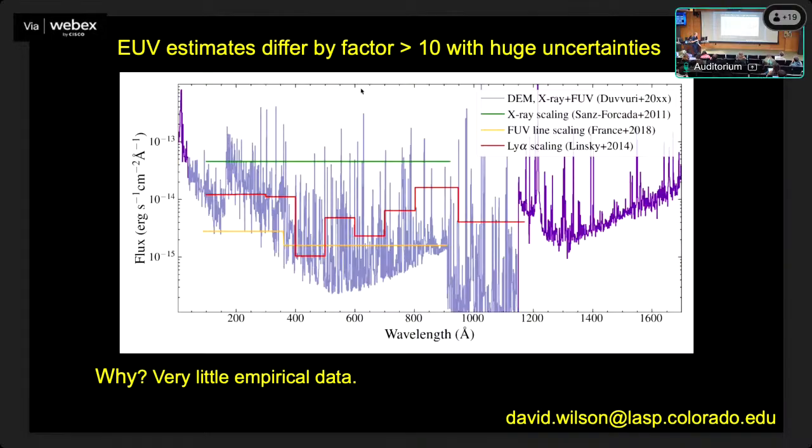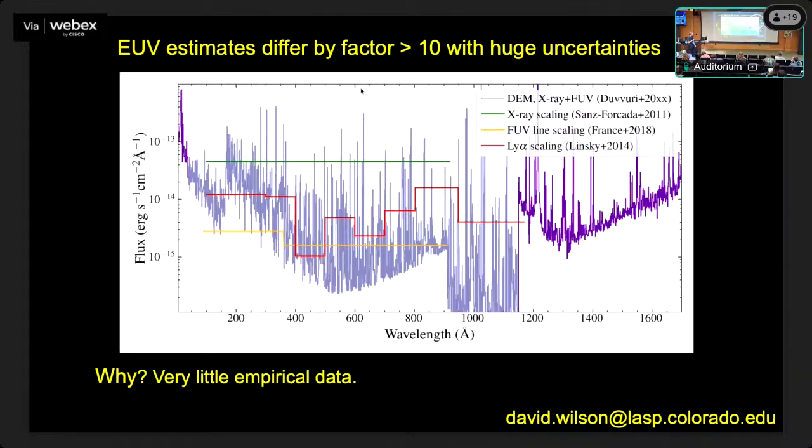And why is this? Well, we don't have any data to go on. The Extreme Ultraviolet Explorer in the 90s observed a handful of stars, very unrepresentative of the range of spectral types we're seeing planetary systems about. So really, we have no idea which one of these is correct because we have nothing to actually test it against.